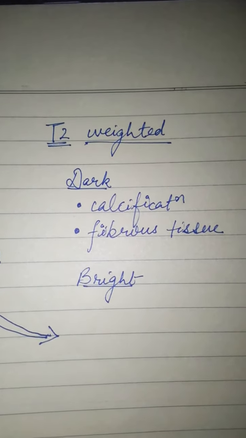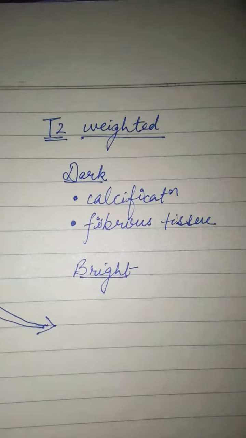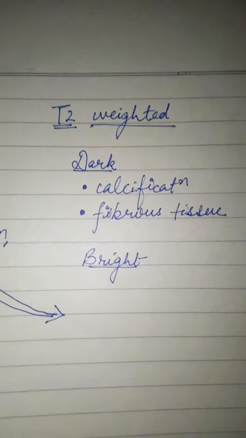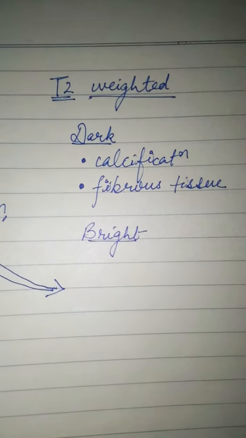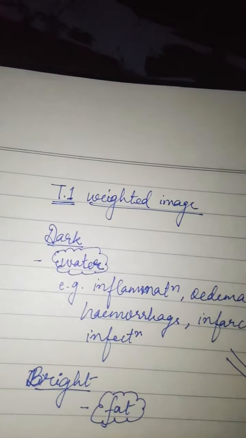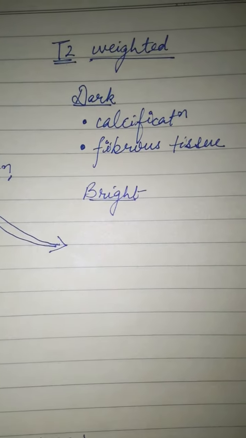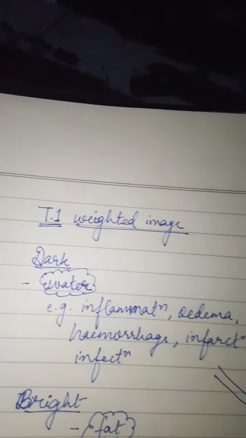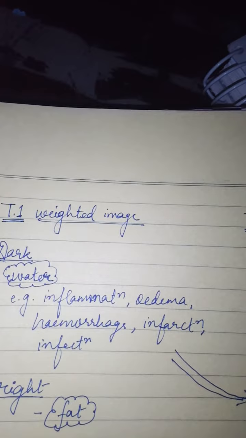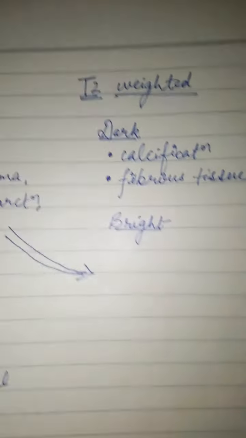Any kind of abnormal calcification or normal calcification will appear darker, and the brighter will be the same as the darker in the T1 weighted image, that is the tissues with the more water content. So the same conditions apply here: inflammation, edema, hemorrhage, infarction, and infection.